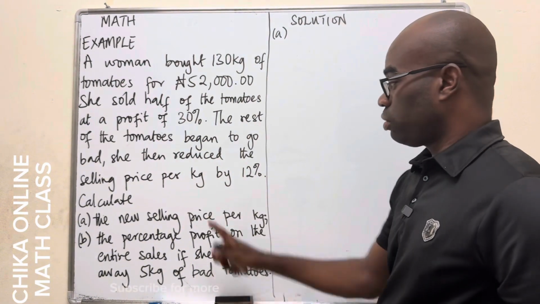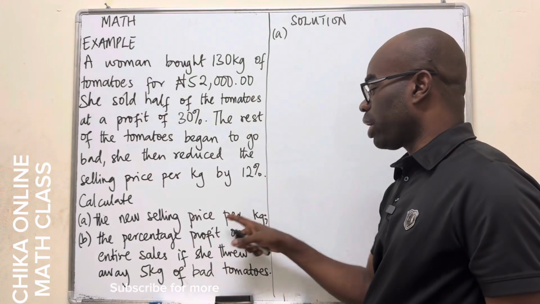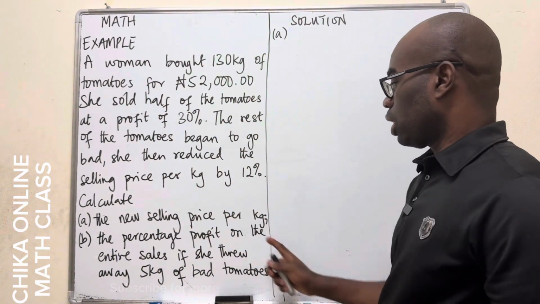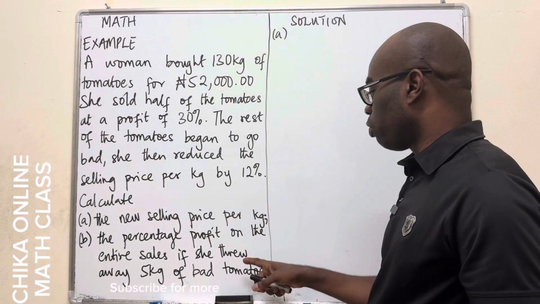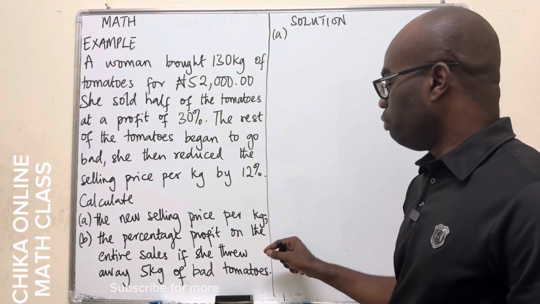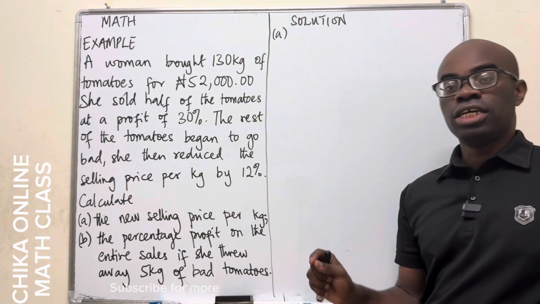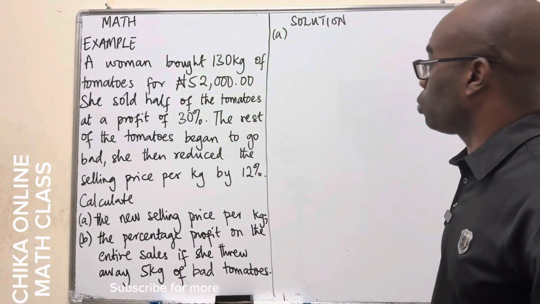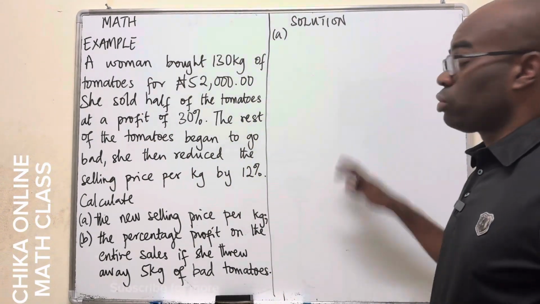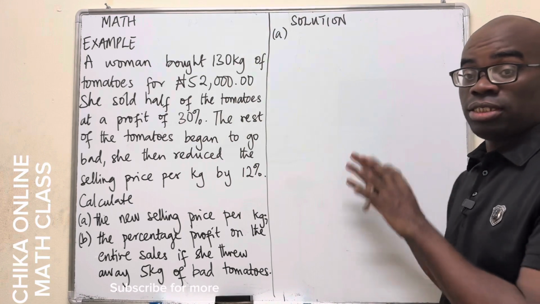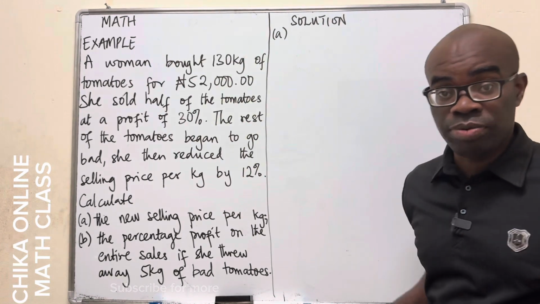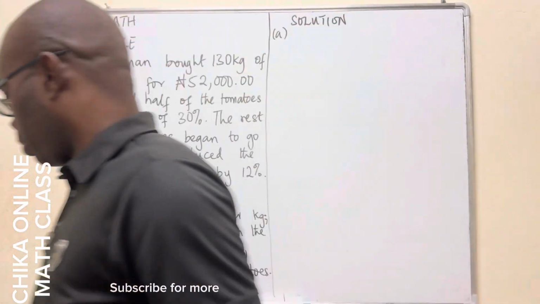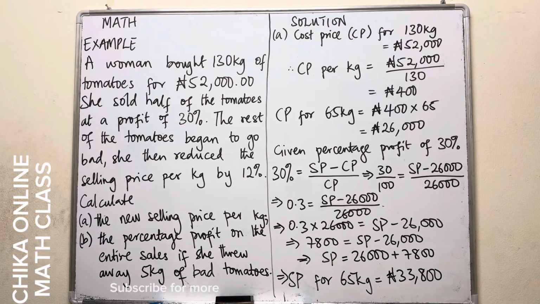There are two questions. The first one says calculate the new selling price per kg. The second one says calculate the percentage profit on the entire sales if she threw away 5 kg of bad tomatoes. Okay, so we'll solve. The solution is quite lengthy, but I'll put down the solution and I will explain. Okay, let's explain the solution.